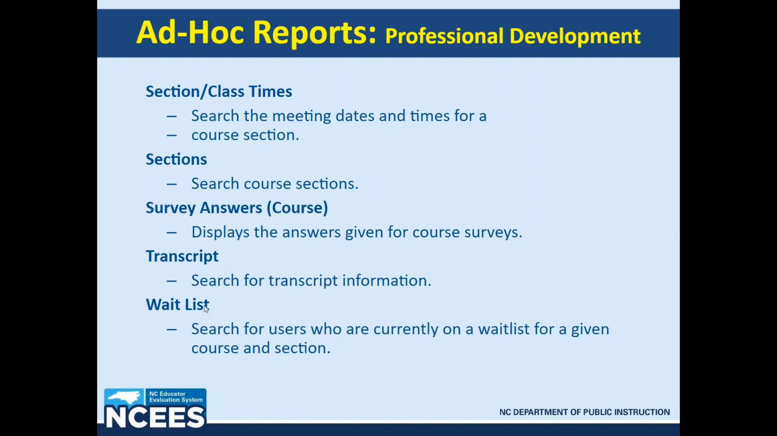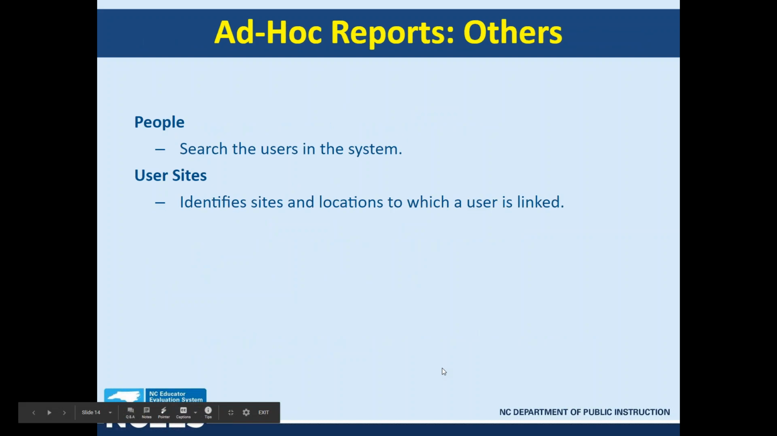And then there's a waitlist report, and this is for people that are waiting to get on a roster. Maybe you want to run a report that shows that. Then we have the overall people report, where you can search users in the system. And we have the user sites report that identifies the sites and locations to where a user is linked to.